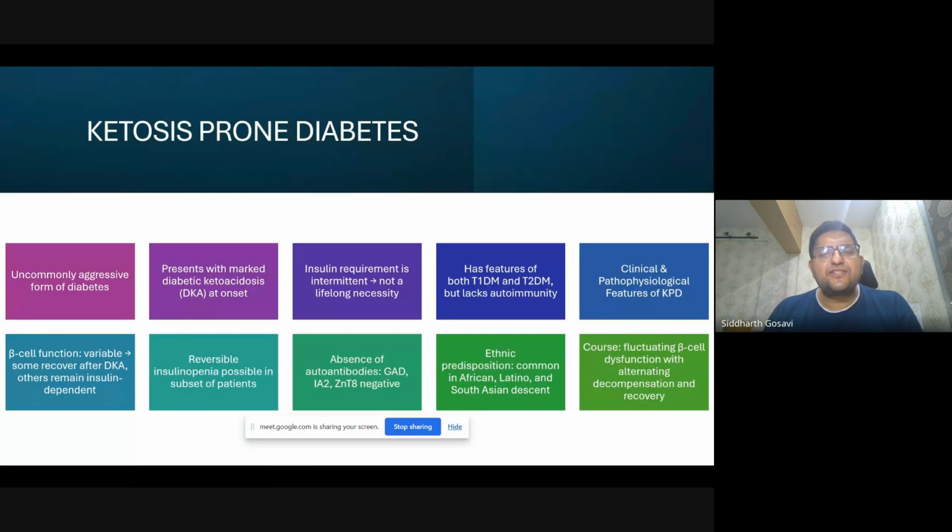Again, here, there is absence of autoantibodies. Ethnic predisposition, very common in African, Latino, South Asian descent. Fluctuating beta cell dysfunction with alternating decompensation and recovery. So insulin requirement, again, is intermittent. It is not a lifelong necessity.